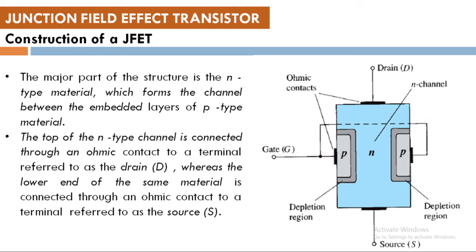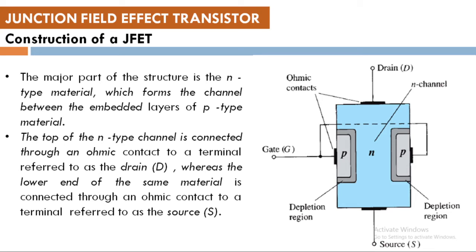When you are talking about N channel, the N slab will be doped with P, and when you are talking about P channel, the P slab will be doped with two N types. So this is the only difference between the construction of the two types of JFETs available: N channel type JFET and P channel type JFET.